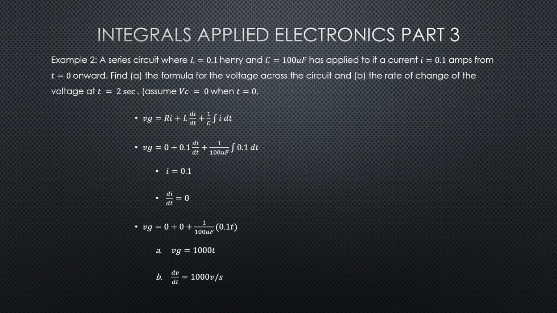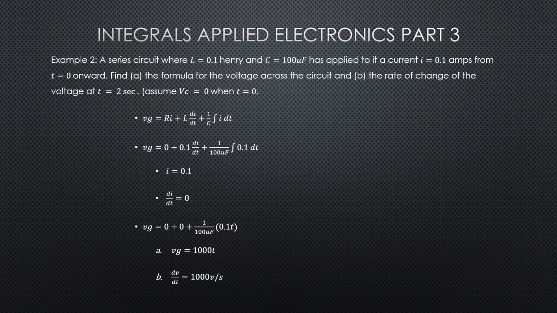Okay, we're going to go back to our Kirchhoff formula. Vg is equal to Ri plus the inductor, L, times di dt plus 1 over C times the integral of the current. So we know that I is equal to 0.1 amps. It says from t equals 0 onward, so t is not a factor in current, it is just 0.1 amps.